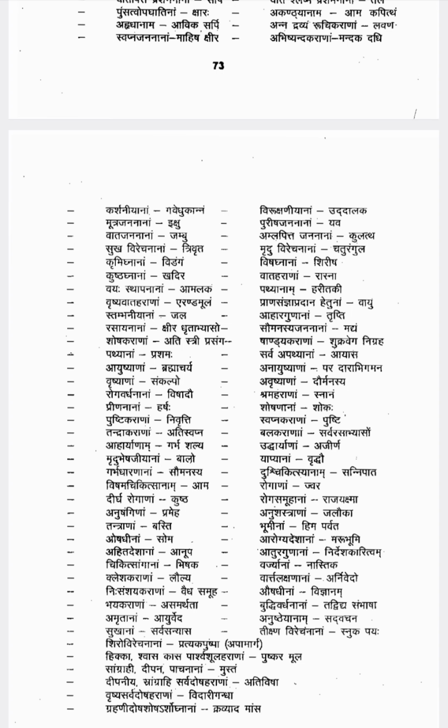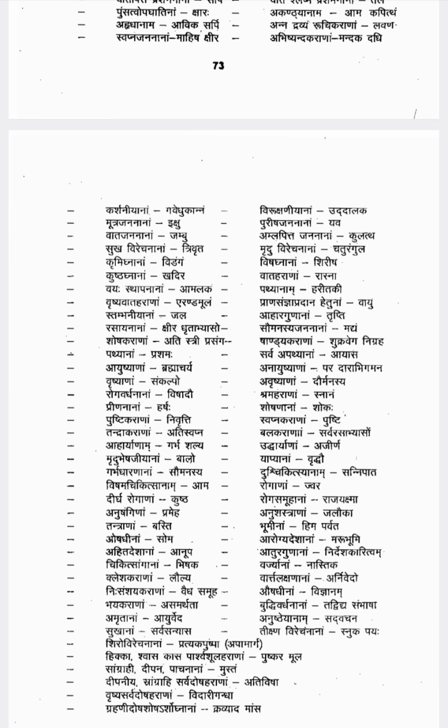Excessive sexual intercourse can lead to Shosha. Then Patyanam Prashamaha, Ayushyanam Brahmacharya. By following Brahmacharya, you can get Ayus. Vrishyanam Sangalpa. Roga Vardhananam Vishada. Those who are suffering with depression tend to get many disorders, so Vishada will lead to Roga Vardhana. Preenanam Harshana. Harsha is the Preena. Pushtigaranam Nivritti. Tandragaranam Adiswapna. Aharyanam Garbhashalya. So Garbhashalya, we have to remove it.